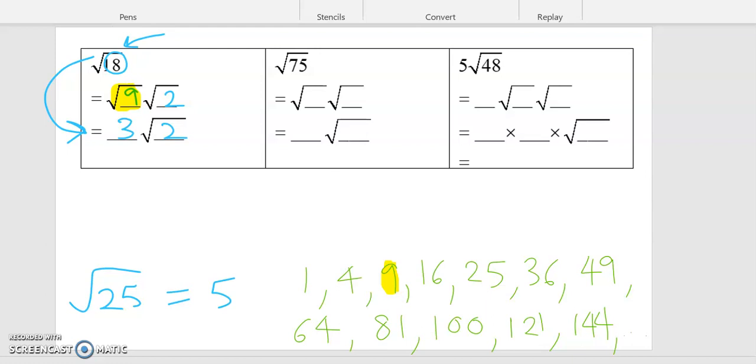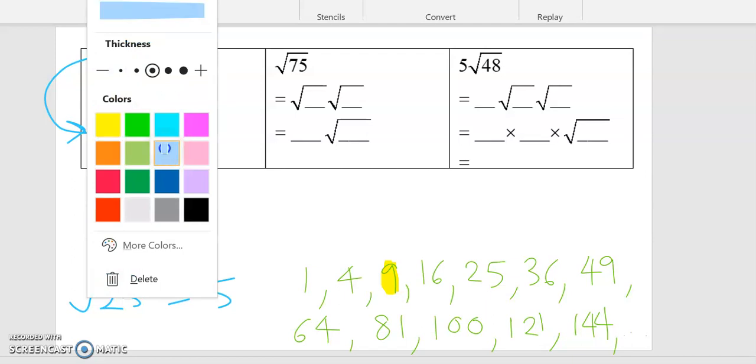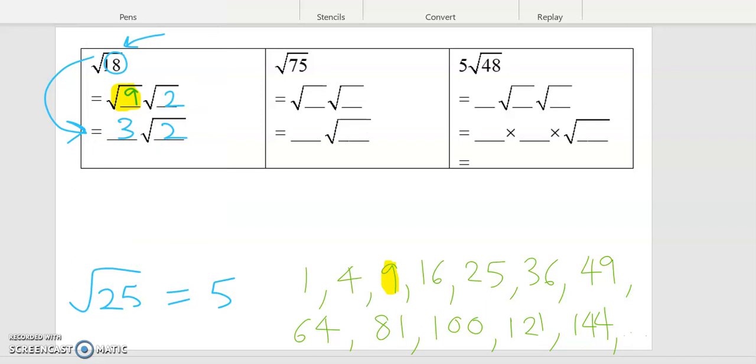We're going to repeat the process. I'm going to look at my list again, and I want a square number that goes into 75. Okay, so what's that square number going to be? Well, if you look at your list, you'll see that 25 goes into 75. So I'm going to put that square number first. And 25 times what is 75? You can use a calculator and divide 75 by 25, and you'll see it goes in 3 times. So 75 is 25 times 3.